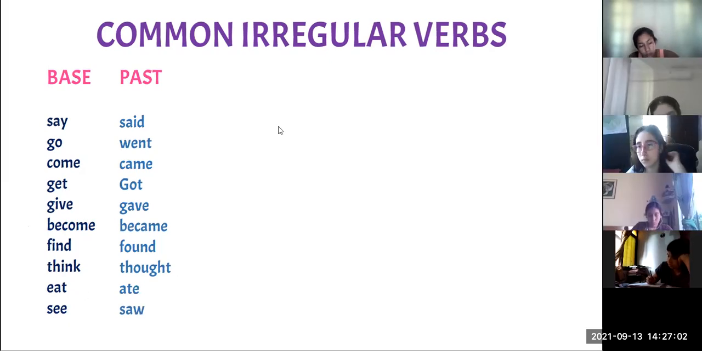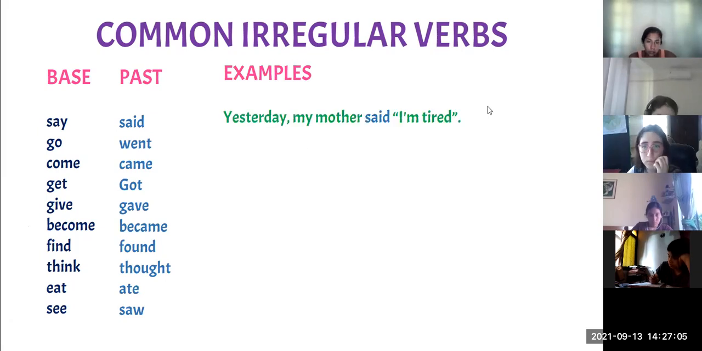So here we have some examples. For example, the first one, it says, yesterday my mother said, I'm tired. Can you give me an example with said? Talking about the past? The teacher said we have homework. Yes, the teacher said we have homework for today or for tomorrow. Very good. Any other example with said? No? What about the next one?